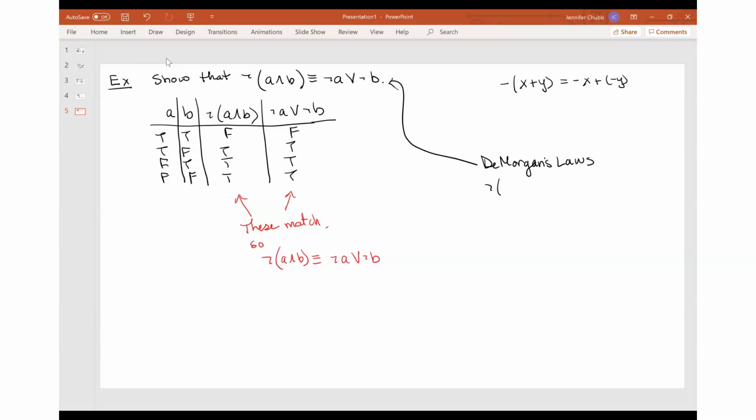So one of them says not (A and B) is logically equivalent to not A or not B. And the other one says that not (A or B) is logically equivalent to not A and not B. This one also makes sense because it says, if it's not the case that at least one of them is true, that's the same thing as saying that they're both false.